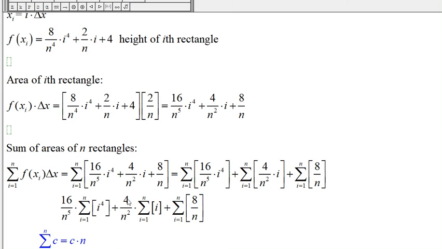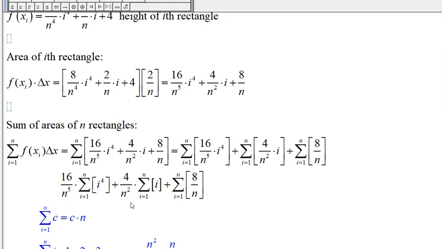This is 4 over n squared, and this is a constant because the summation is with respect to i, and there's no i here. For summation of a constant, it's just the constant times n. And therefore this summation right here is just 8 over n times n, because there's no i here, so think of it as a constant. So it'll be the constant 8 over n, and then times n. And this is the summation of i to the fourth and the summation of i. So we need two formulas for this one and this one.